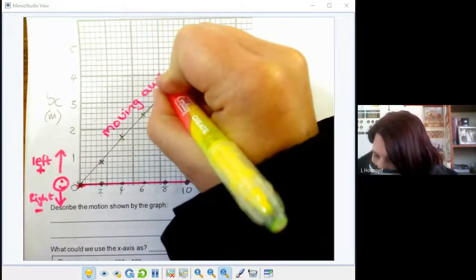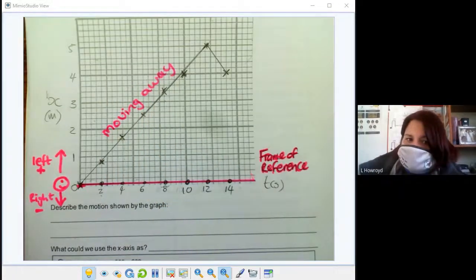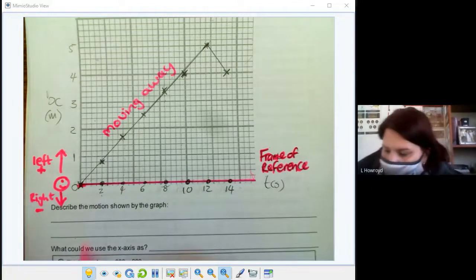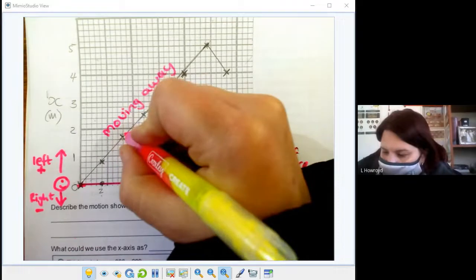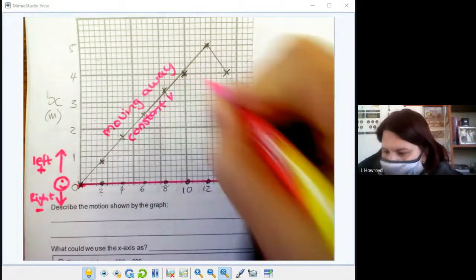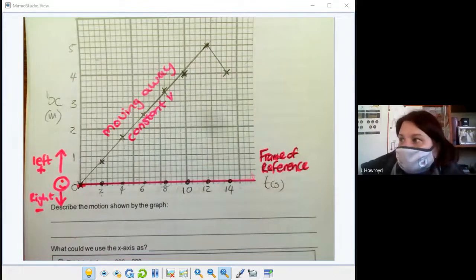Now describe the velocity of it. Look at the gradient. Is it a constant gradient? It is, yes. We're going to break this motion up a little bit. Yeah, it is moving away and it's going at a constant velocity. Why? Because the gradient is constant.